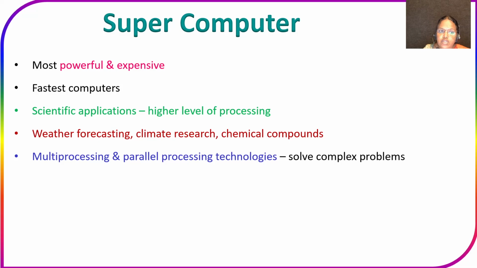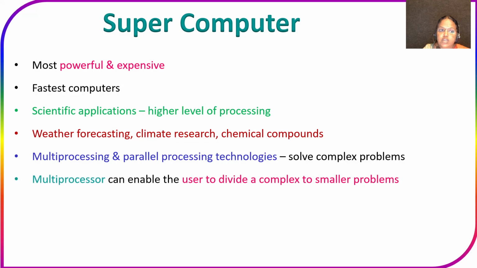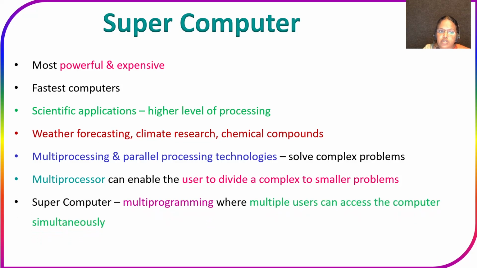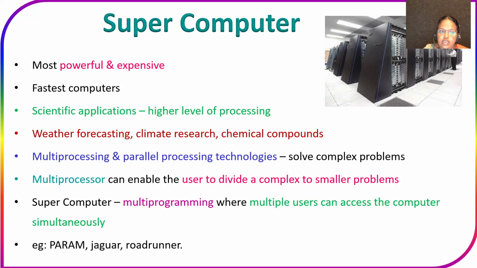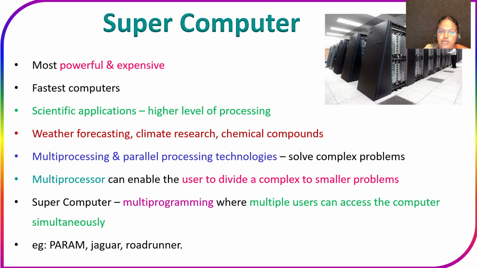It is used for predicting weather forecasting, climate risks and chemical components. Multiprocessing and parallel processing technology is used to solve complex problems. The multiprocessor can enable the user to divide a complex problem into smaller problems. The supercomputer is multi-programming, where multiple users can access the computer simultaneously. Param, Jaguar and Roadrunner are some examples of supercomputers.